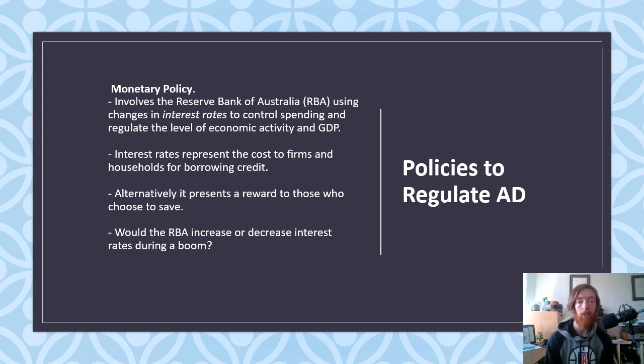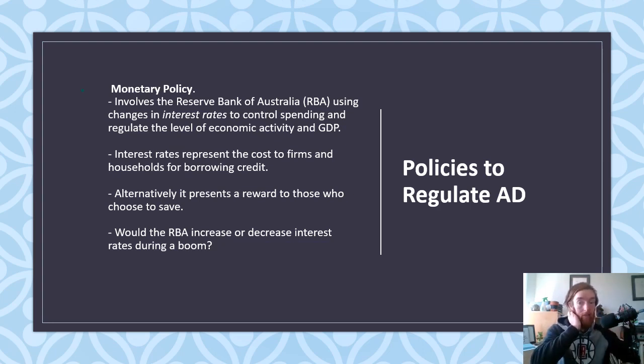So the last little question we've got here is, would the RBA increase or decrease interest rates during a boom? Well, during a boom, hopefully you remember from the business cycle, economic growth is high, inflation is high, and unemployment is low. And that means that if unemployment's really low, there's going to be a lot of spending. If economic growth is really high, we might be pushing towards our productive capacity. And if inflation is high, they want to slow things down.